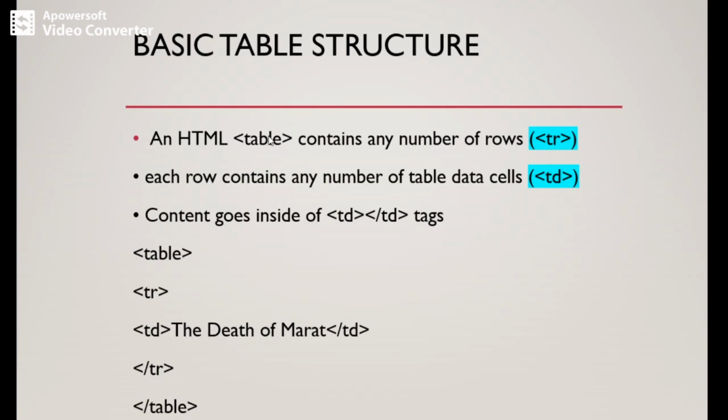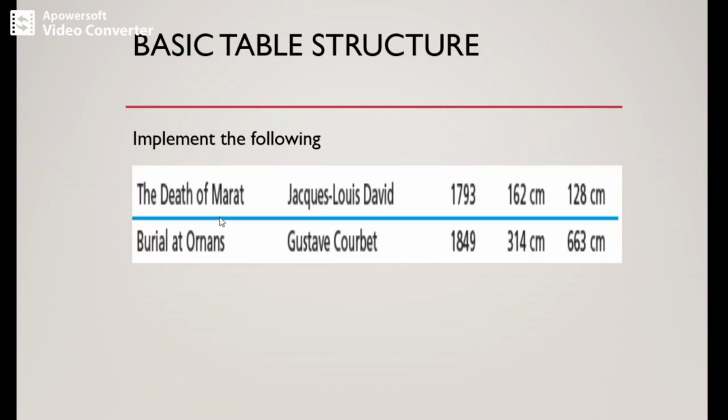An HTML table is created using the table tag. A table contains any number of rows, and as you know, rows and columns. A table can contain any number of rows as well as columns. So how do you create a row in a table and how do you create a column in a table? That is more important.